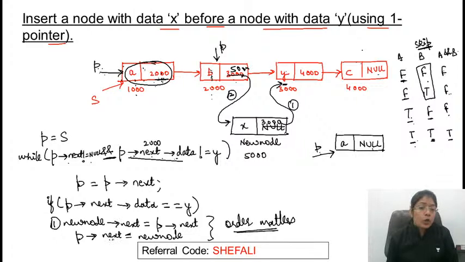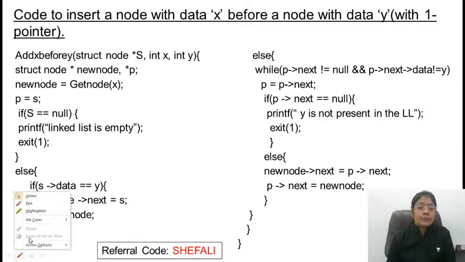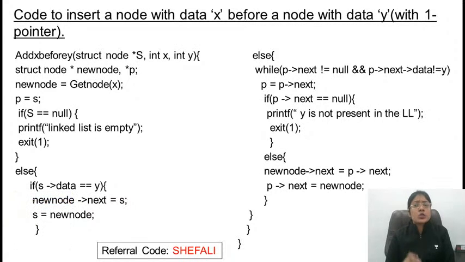Children, if you change the order here, you won't get a proper linked list, because P of next is holding 5000, then you won't be able to get this address. So that is why in this particular case order of instructions matters. So let's look at the code. First two cases will remain the same.